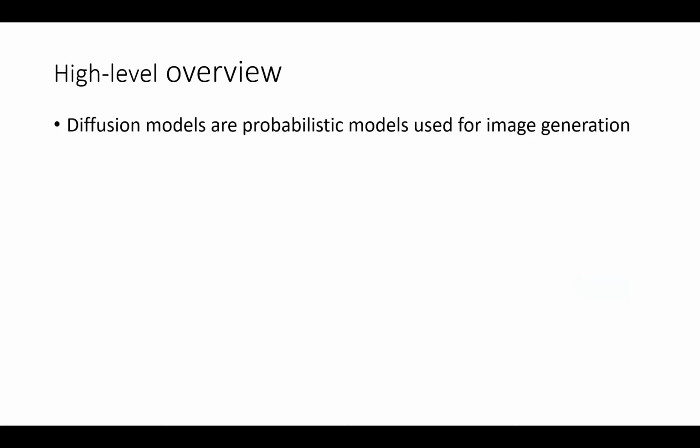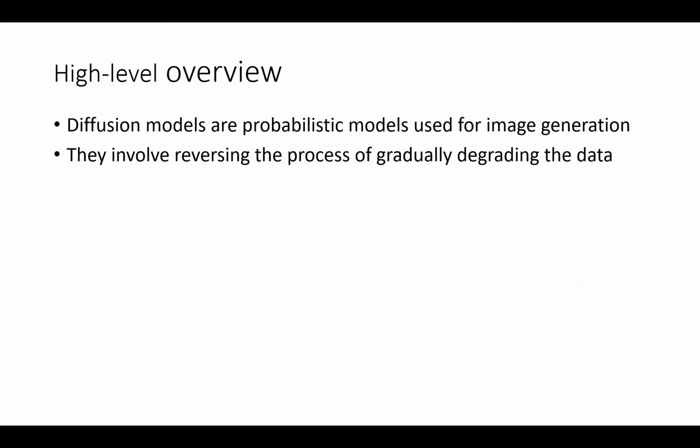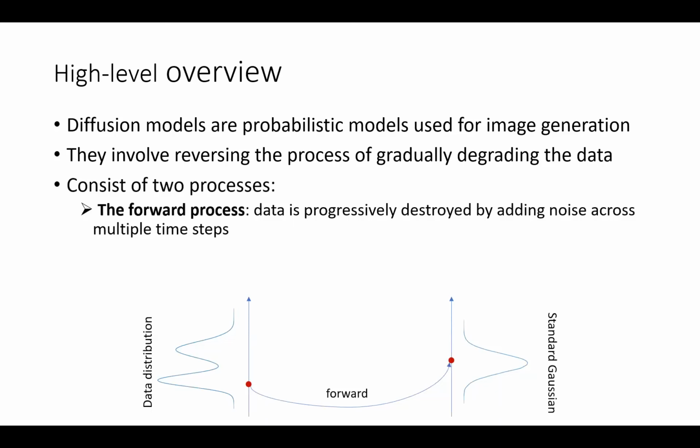So as we did on Monday, at a high level, diffusion models are probabilistic models used for image generation. They involve reversing the process of gradually degrading data. So there are two processes. One is a forward process, where we take the data and progressively add noise. Essentially, at the end, we destroy the data. And so this will be like this.